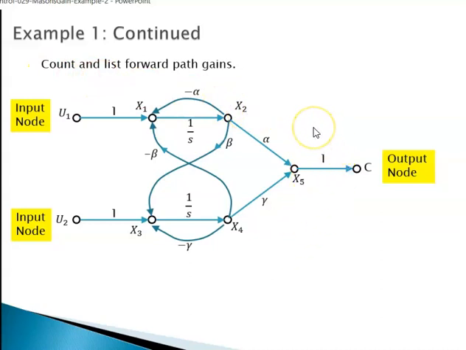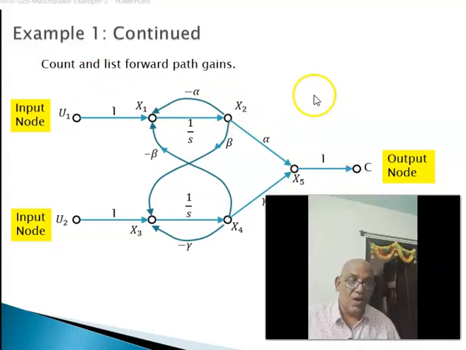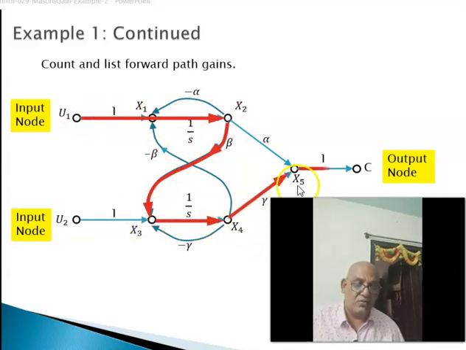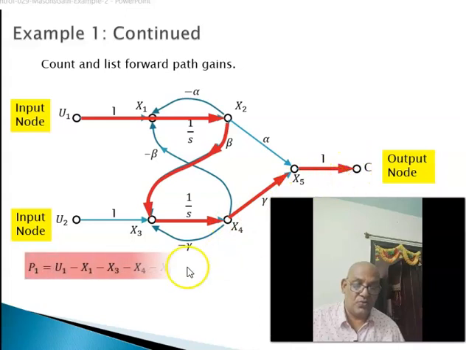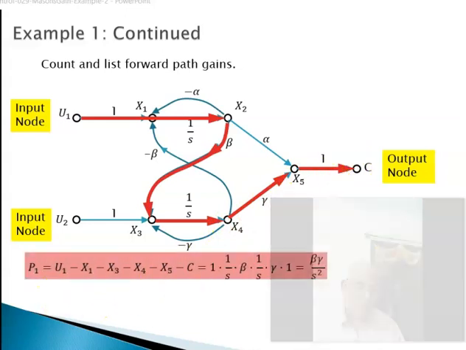Let me show forward path 1. Forward path 1 goes like this: from U1 to X1 to X2 to X3 to X4 and then to X5 and then to C. And we can look at its gain as listed here: 1 multiplied by 1/s, multiplied by beta, multiplied by 1/s, multiplied by gamma, giving beta gamma over s squared.